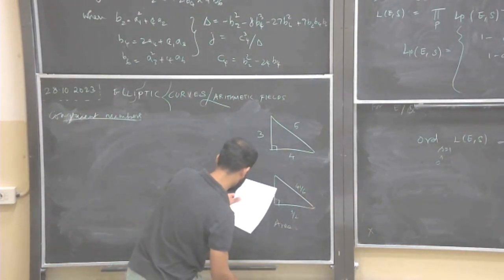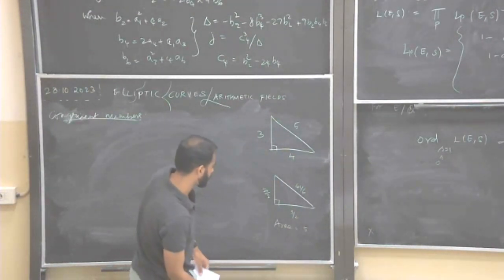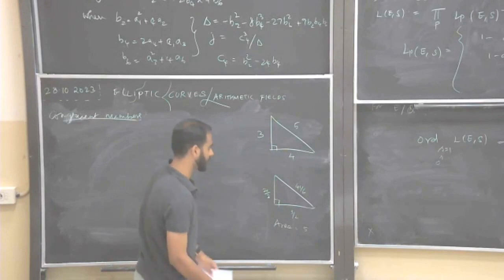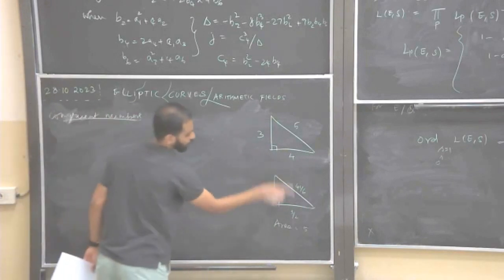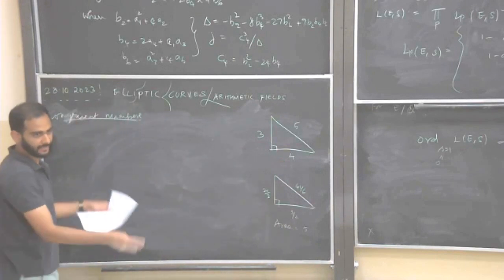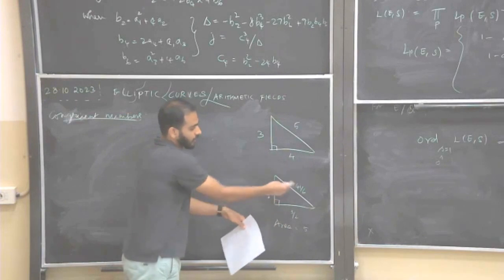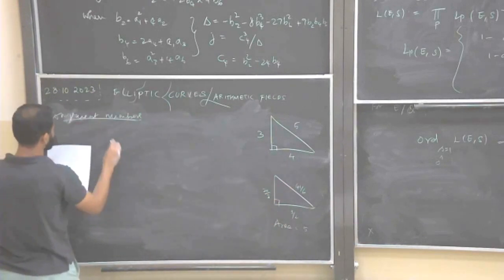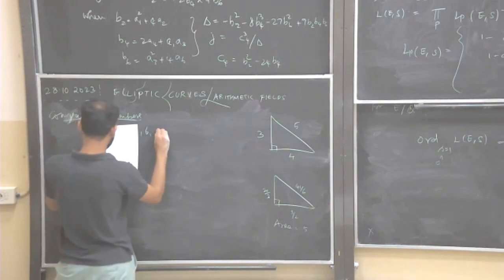What is the area? Right? If someone is really good at arithmetic, they can try to do it. So this is going to be 5. So for example, 5 and 6 are congruent numbers because they are the area of some right angle triangle with rational lengths. So just to give an idea, these are congruent numbers.